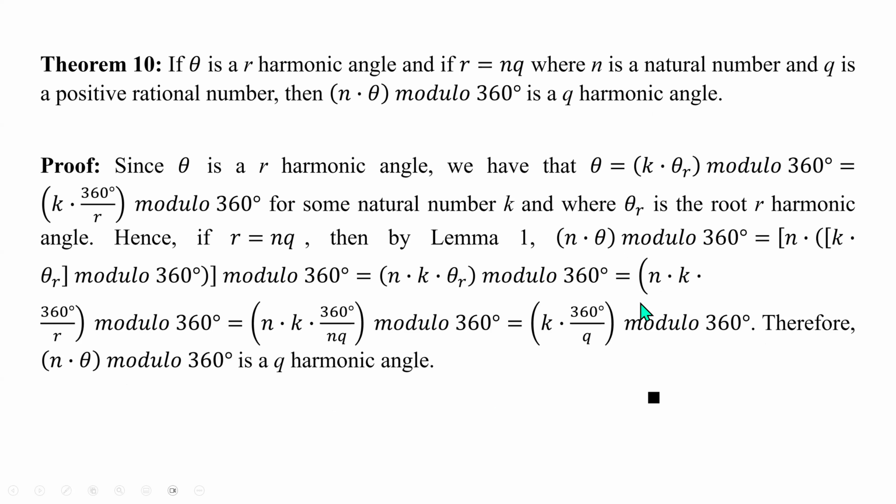I call this cancellation because r is equal to n times q. We're looking at r harmonic angles, but we multiply that angle by n, and that cancels out the n here, leaving us with a q harmonic angle.